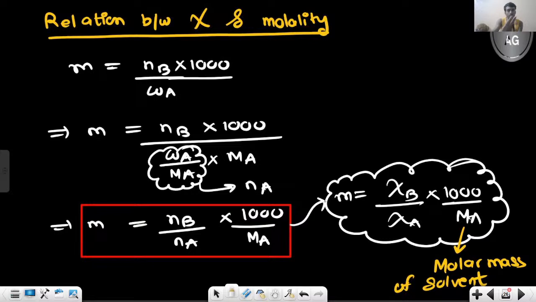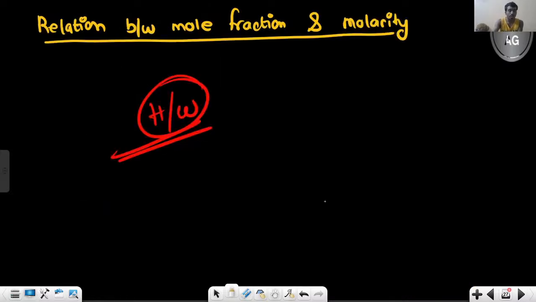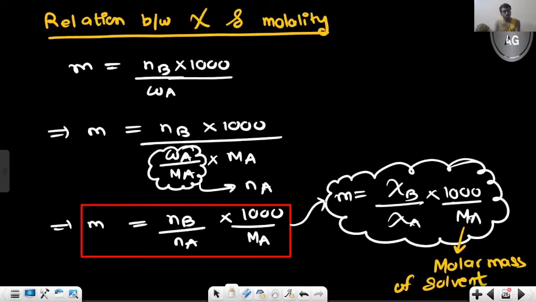Next topic we have learned is the relation between chi and molality. And next one I have given you as homework, that was the relation between mole fraction and molarity. I hope you have done it in the same way. I will not do it, it was your duty to do. So m equals N_B by W_A into 1000. What we have done is just multiplied and divided by M_A. M_A was the molar mass of the solvent, right? So W_A by M_A became the number of moles of the solvent, and N_B by N_A again became the mole fraction. That's how the mole fraction is related to molality.